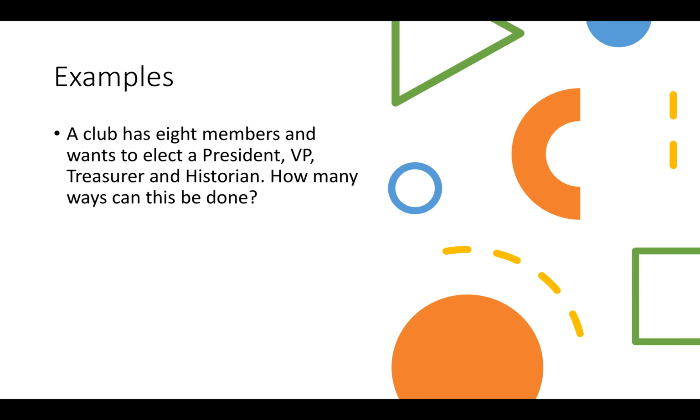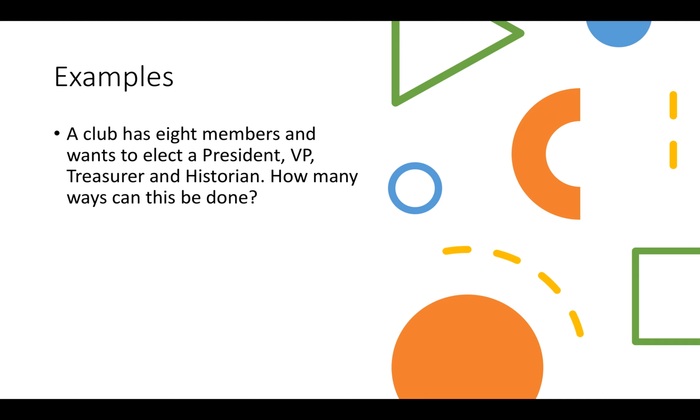So let's look at 2 problems. A club has 8 members. We're electing officers: president, vice president, treasurer, historian. How many ways can this be done? This is definitely a permutation problem. I'm starting with 8 people. I'm picking 4 of them out. The critical thing is making that decision about whether order is important. They're getting different positions, so this is a permutation problem. It's going to be 8P4.